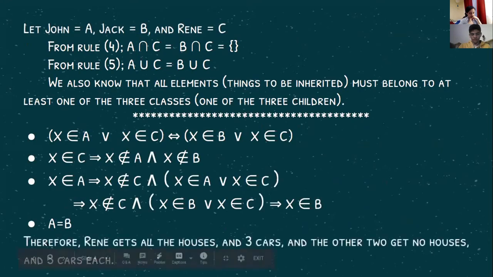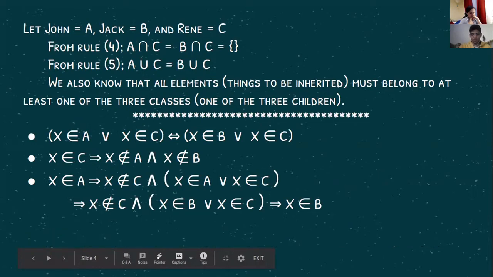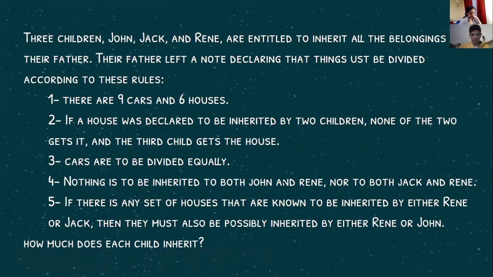So I can therefore conclude that Renee gets all the houses and 3 cars, and the other two get no houses, and each of these get 3 cars. For the cars, we already know that they are to be divided equally, and there are 9 cars, so each child will get 3. For the houses, since every single house that was written for A was also written for B, then none of them can get the houses by rule number 2. And so Renee gets all the houses.